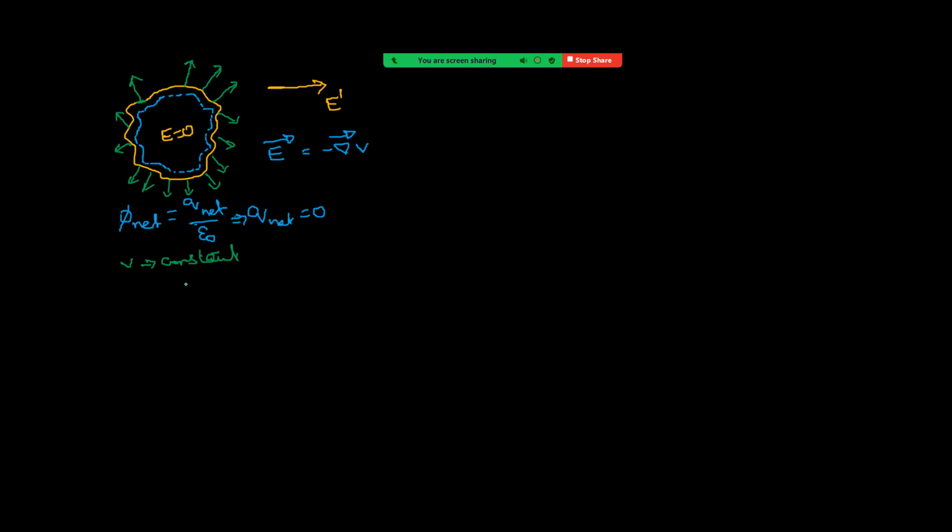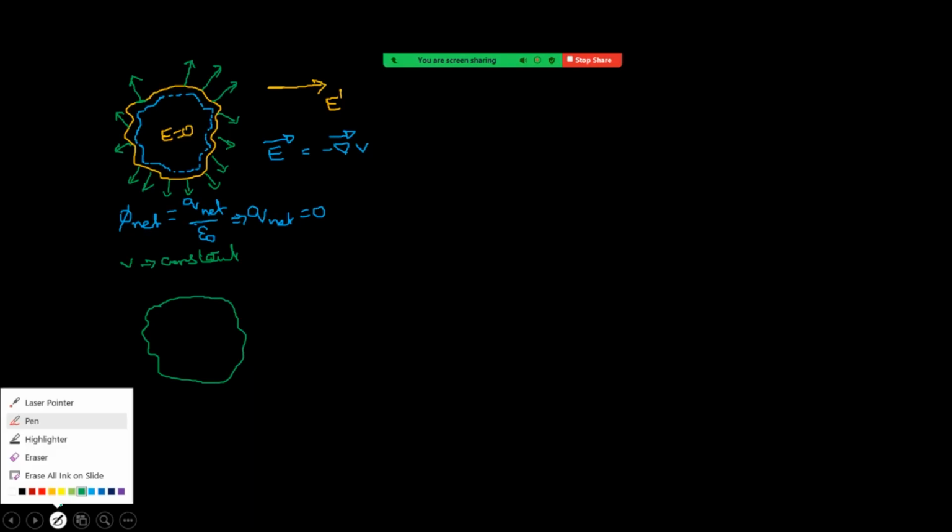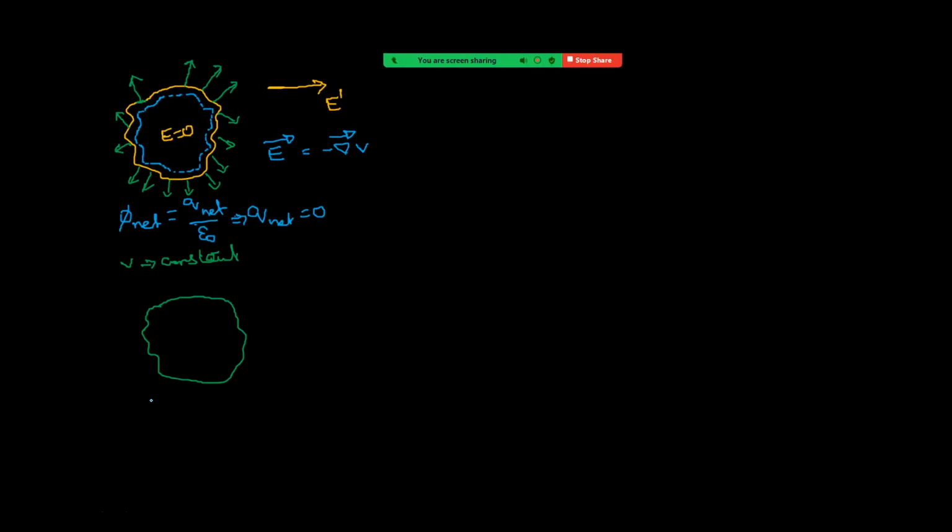Okay. Now let us consider. Suppose from this conductor we remove some part of the volume. That means we are going to get a cavity. This is now the cavity. So we have removed some part of the volume from the conductor, so we have a cavity.